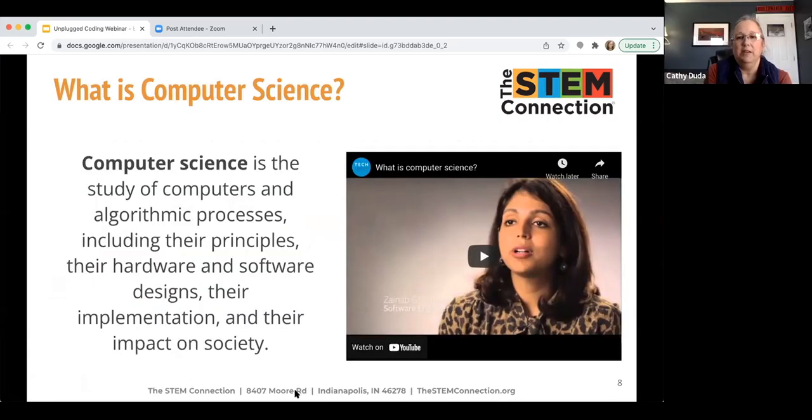All right. So as the site says, computer science is basically a study of computers. When people hear computer science, they think of programming right away, but you could also teach it and let them know it's algorithm processes. And that's not just computers. That's your everyday steps. But computer science also talks about hardware and software, which hits more in middle school and high school.